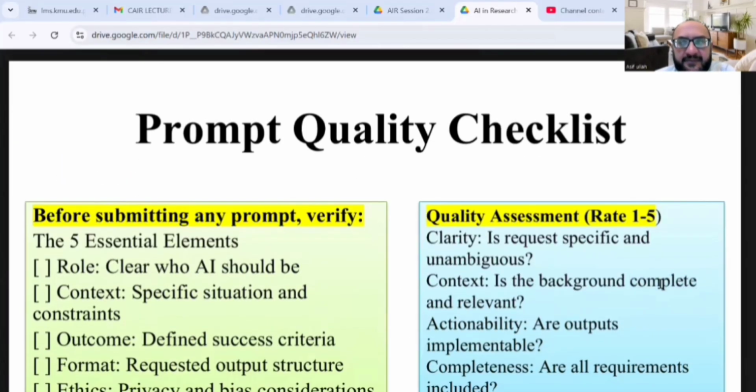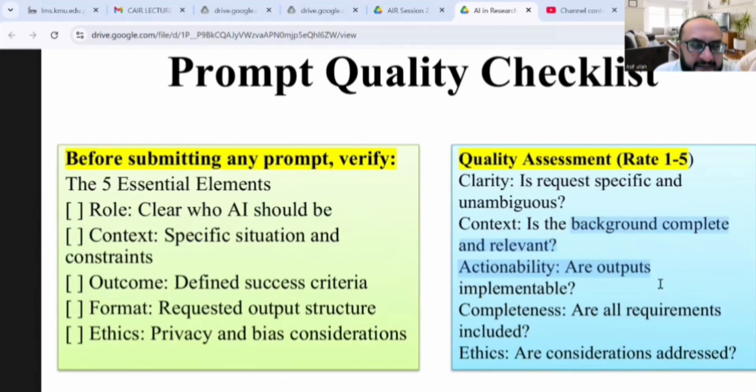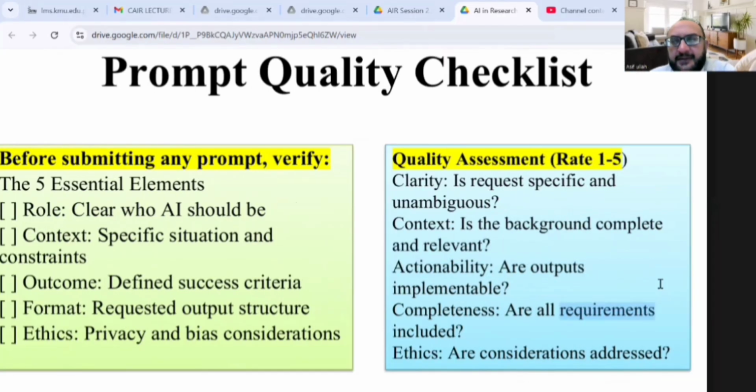So you can go through a prompt quality checklist before submitting your prompt. Verify the 5 essential elements. Role: clear who the AI should be. Context: specific situation and constraints. Outcome: defined success criteria. Format: requested output structure. Ethics: privacy and bias considerations. Quality assessment: rate 1 to 5.